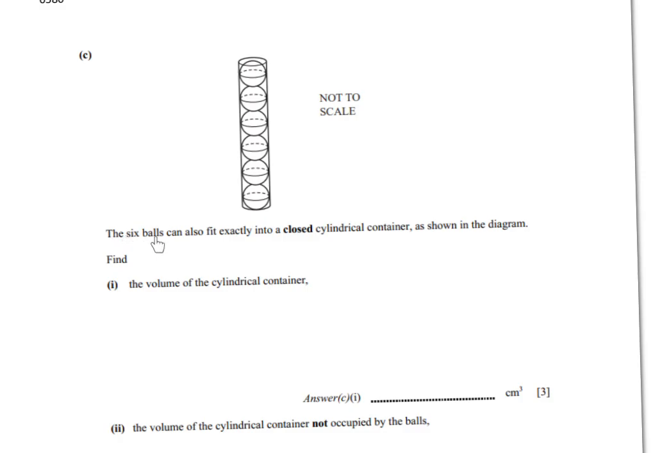For part c, the 6 balls can also fit exactly into a closed cylindrical container as shown in the diagram. Find the volume of the cylindrical container. The volume of the cylinder is π r squared times height. The radius of the cylinder is the same as the radius of the sphere. So r is 2.4 centimeters.